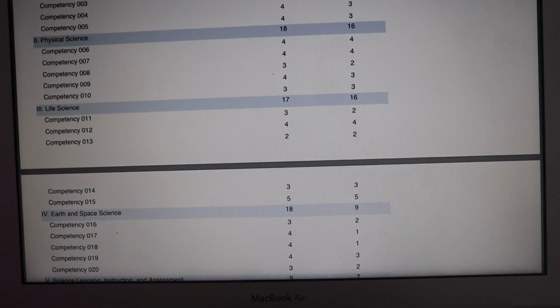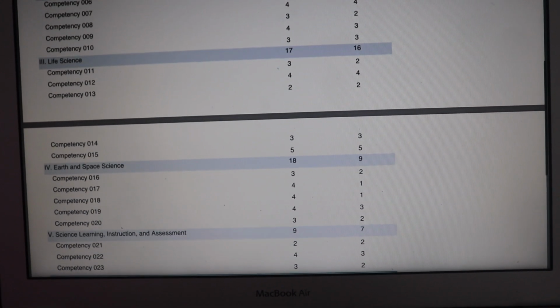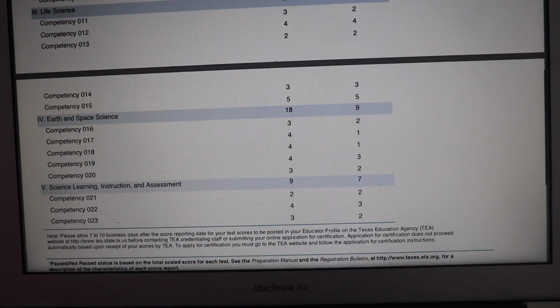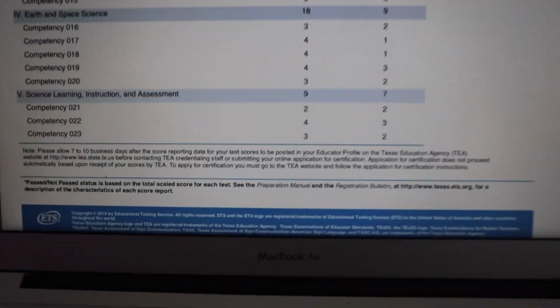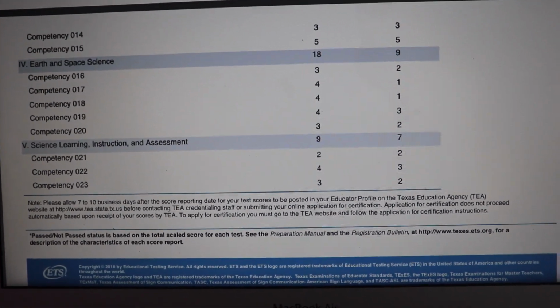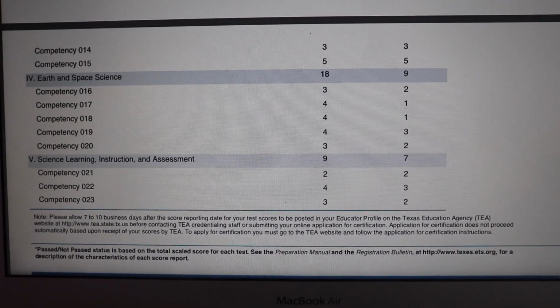But here's domain 2, physical science. And then domain 3 with the life science. Domain 4 is earth science. And then domain 5, which is the science learning, instruction, and assessment.